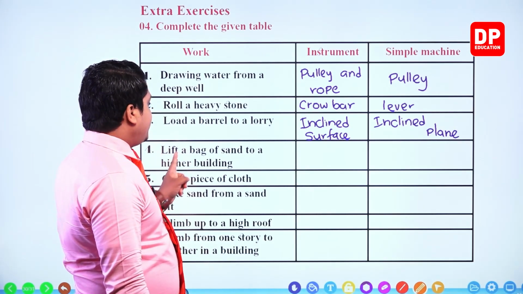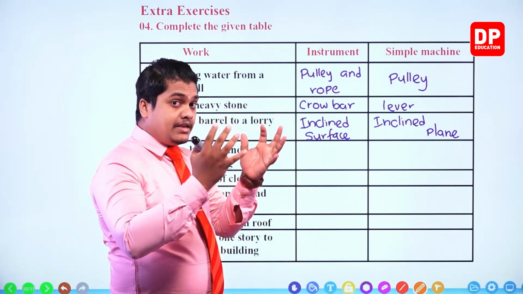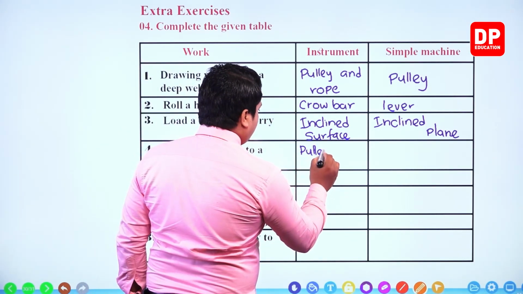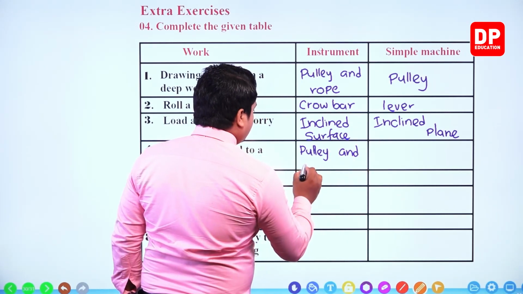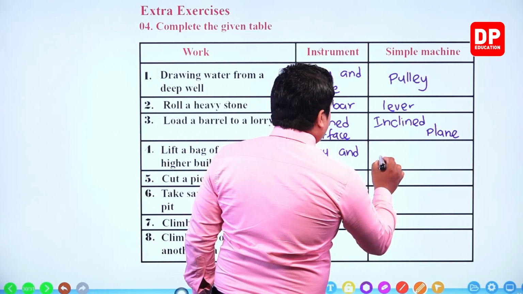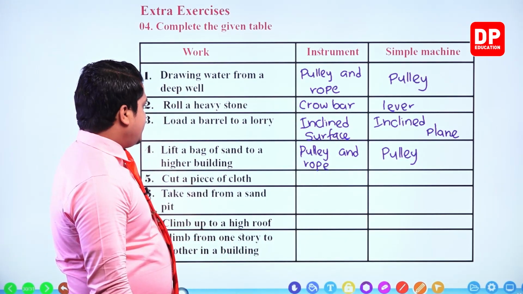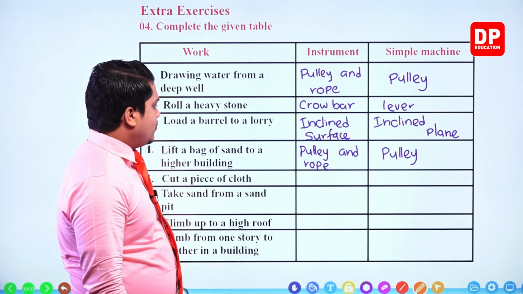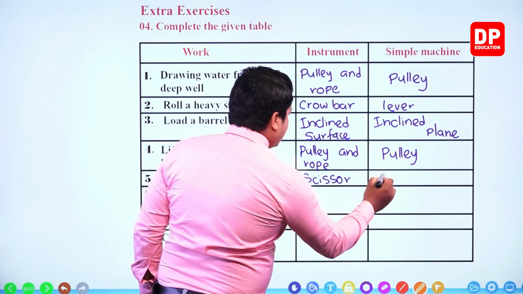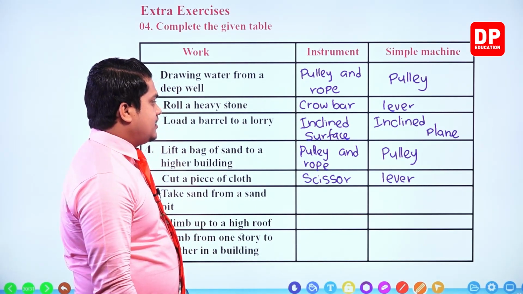Next one. Lift a bag of sand to a higher building. Once again, you'll need a pulley and a rope. So, pulley. Next one. Cut a piece of cloth. Scissor. Scissor is a lever. Next one.